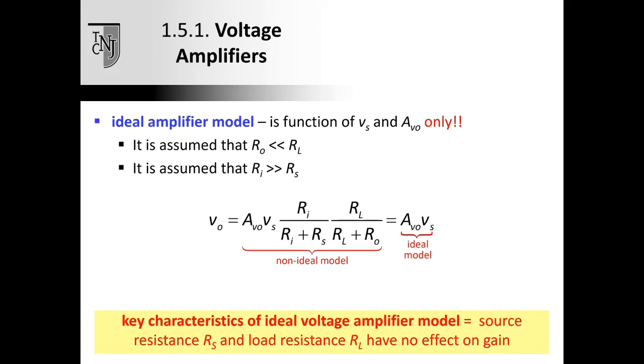RO should be much, much less than RL. RI should be much, much more than RS. So those are the key characteristics of an ideal voltage amplifier. Source resistance and load resistance have no effect on the gain.